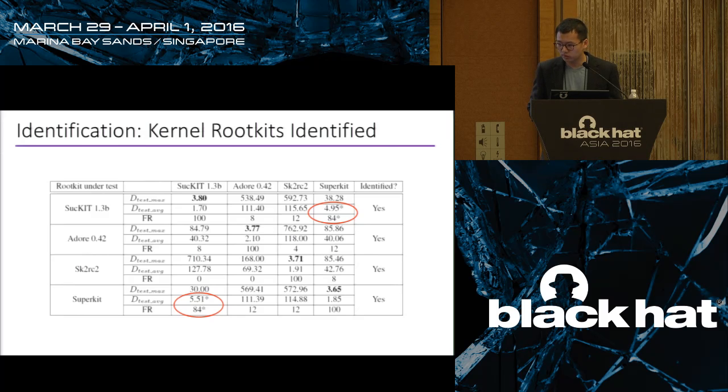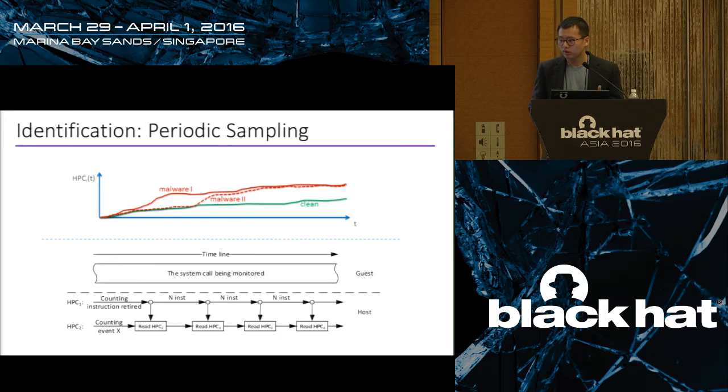So what we do is this. Instead of getting the event count at the end of the execution, we try to sample it periodically. Now, if you see this demonstration diagram, if we sample the counter reading at the end, malware 1 and 2 will have the same reading. But if you sample it periodically during the execution, you will find their readings are actually different.